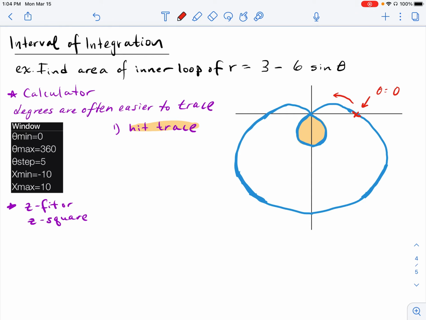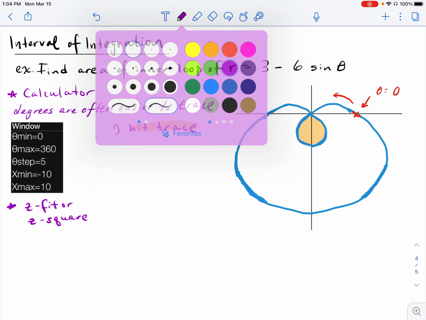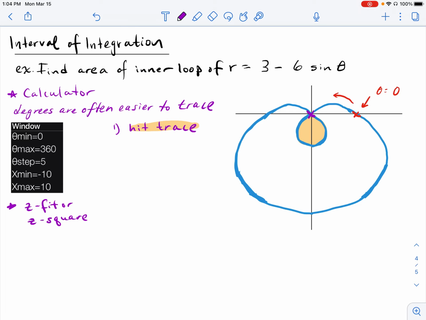So if you hit the right arrow key, you're going to notice that your cursor is going to start to move to the left or counterclockwise. And when it gets to this point right over here, it should tell you that your theta value here, theta is equal to 30 degrees or pi over 6 radians.